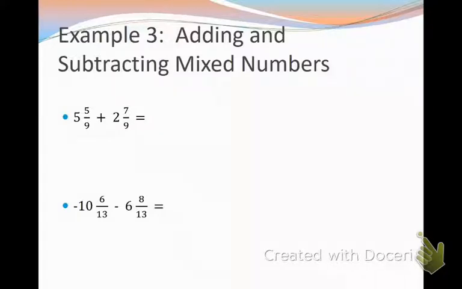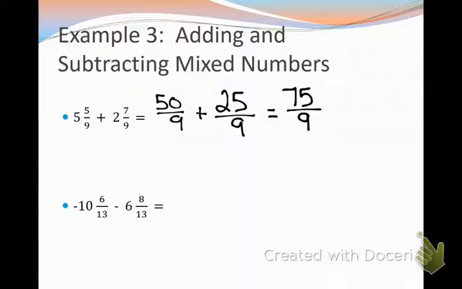So go ahead and change those first 2 mixed numbers to improper fractions. All right, so I convert. I get 50 over 9 and 25 over 9 to make 75 over 9. Now, we could probably convert this one pretty easily back to a mixed number, but I want to show you how to do it on your calculator.